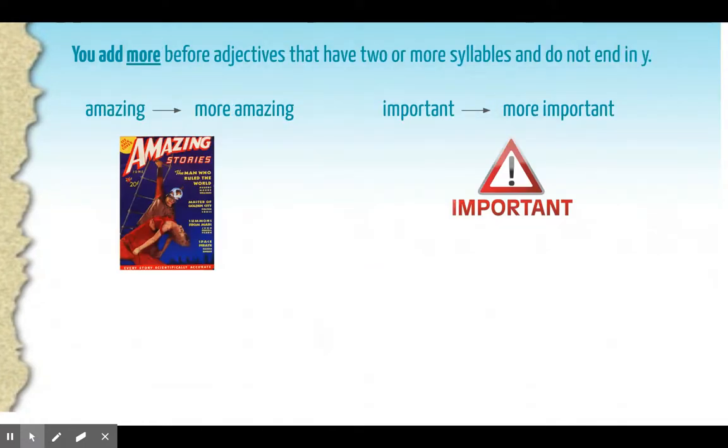Now, for words that have more than two syllables and they don't end in Y, we're going to add the word more before the adjective. So, amazing has three syllables, amazing. And so we're not going to say amazinger, we're going to say more amazing. The word important is more than two syllables. So again, we're going to say more important rather than adding the ER at the end of the word.